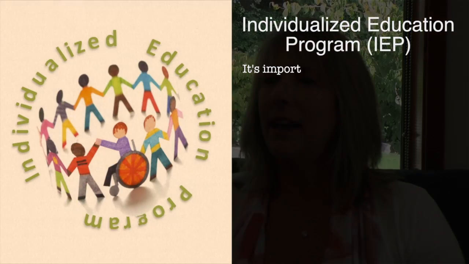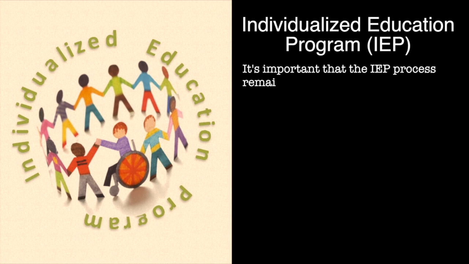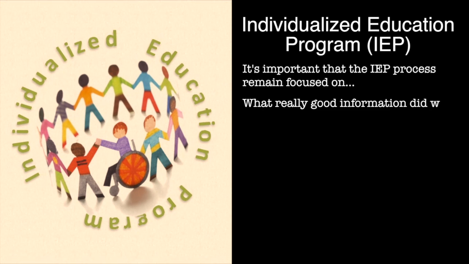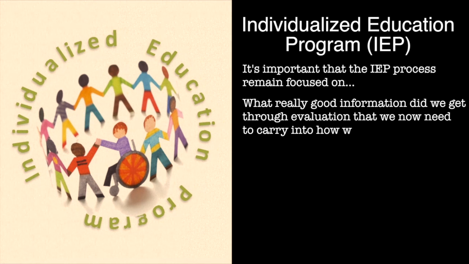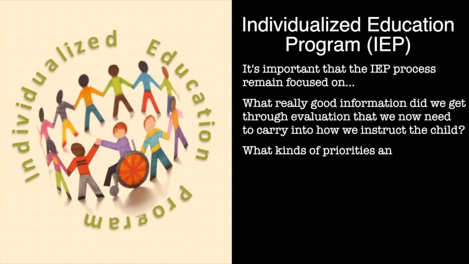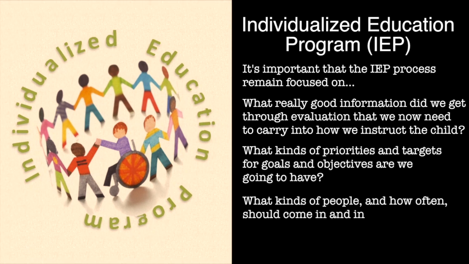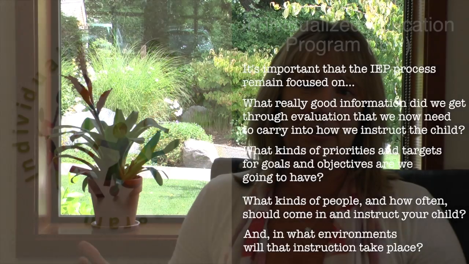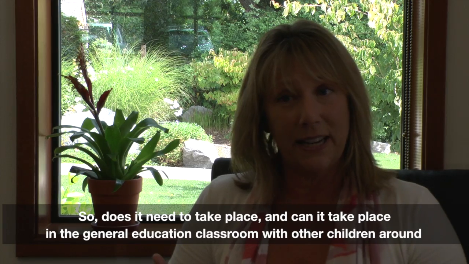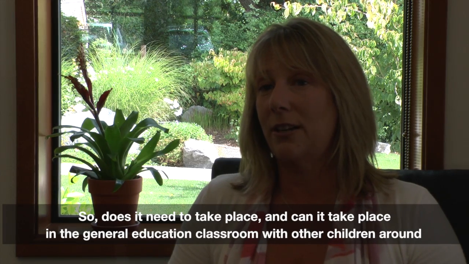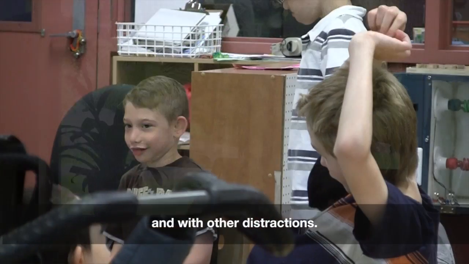It's important that the IEP process remain focused on what really good information we get through evaluation that we now need to carry into how we instruct the child. What kinds of priorities and targets for goals and objectives are we going to have? And what kinds of people and how often should come in and then instruct your child? And in what environments will that instruction take place? So does it need to take place and can it take place in the general education classroom with other children around and with other distractions?